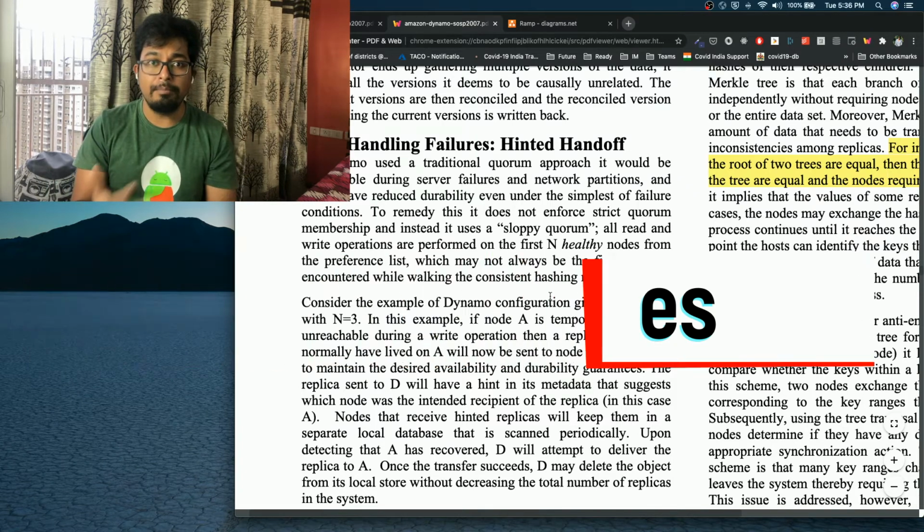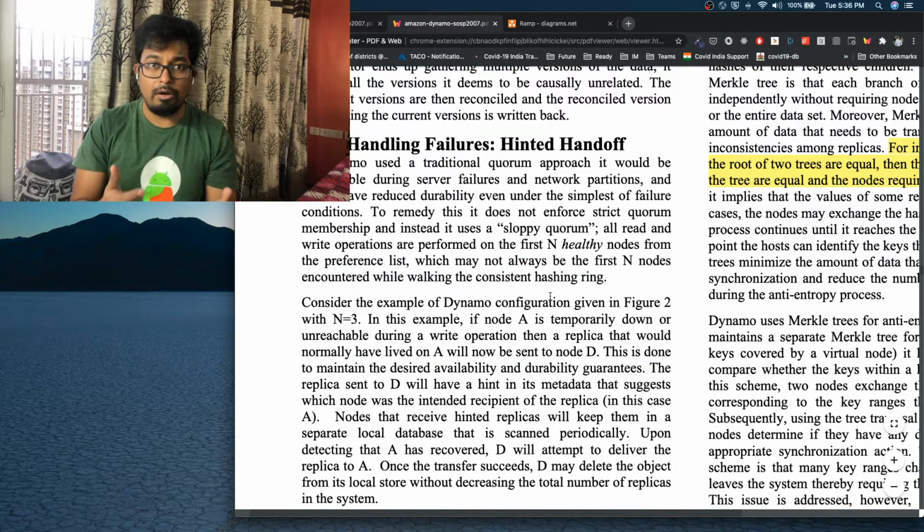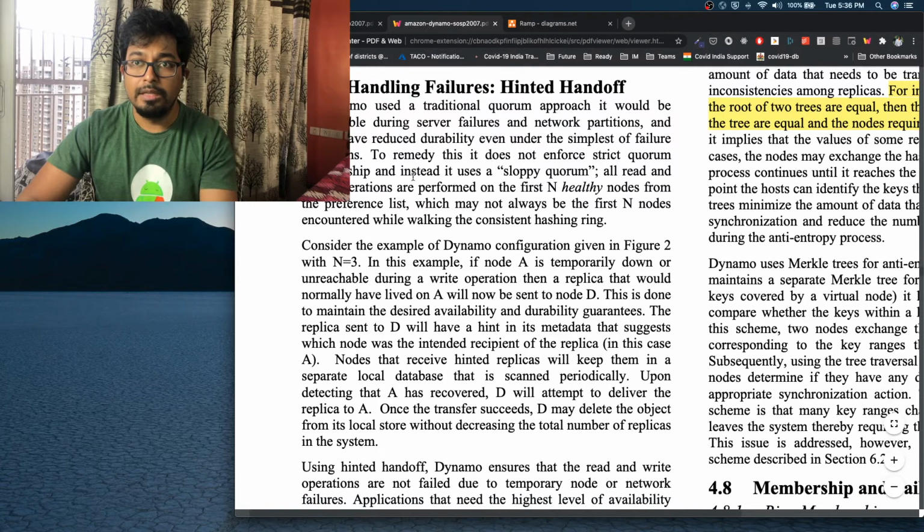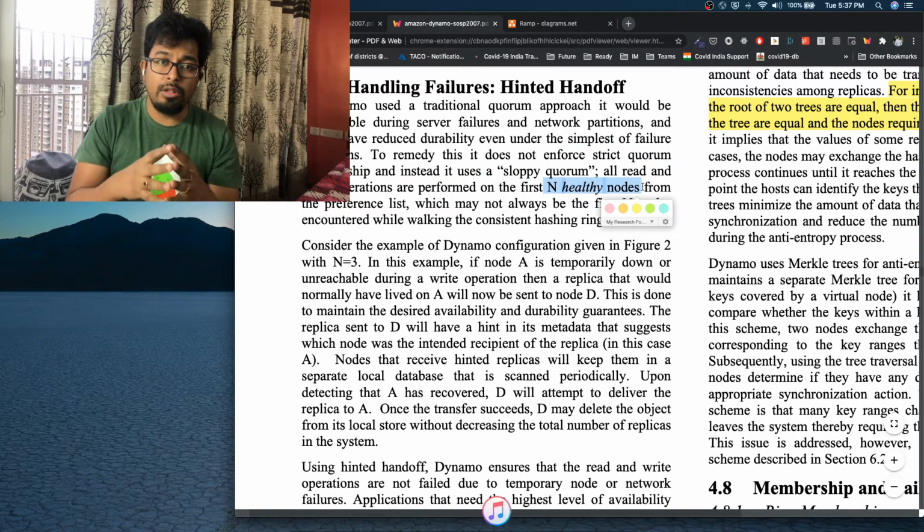For example, there can be temporary failures where your system restarts or some box goes down and comes back up. These are very normal. The system we design in a distributed system should take care of these failures. If Dynamo used a traditional quorum approach, it would be unavailable during server failures because you would need all the nodes to be available. To remedy this, it does not enforce strict quorum membership and introduces a sloppy quorum. All read and write operations are performed on the first N healthy nodes. So it does not mean that all the nodes which have your data need to participate. It just needs N nodes to participate.